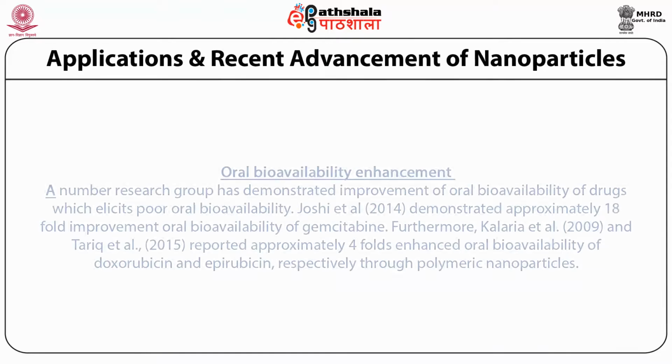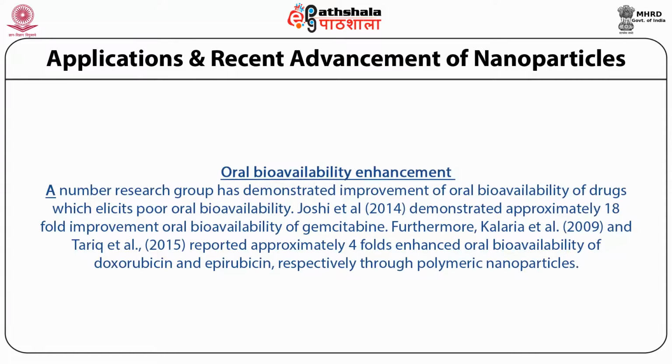Fugene. Oral bioavailability enhancement. A number of research groups have demonstrated improvement of oral bioavailability of drugs which elicit poor oral bioavailability. For example, Joshi et al. in 2014 demonstrated approximately 18-fold improvement in oral bioavailability of gemcitabine. Furthermore, Kalaria et al. in year 2009 and Tariq et al. in 2015 reported approximately 4-fold enhancement in oral bioavailability of doxorubicin and epirubicin respectively through polymeric nanoparticles.